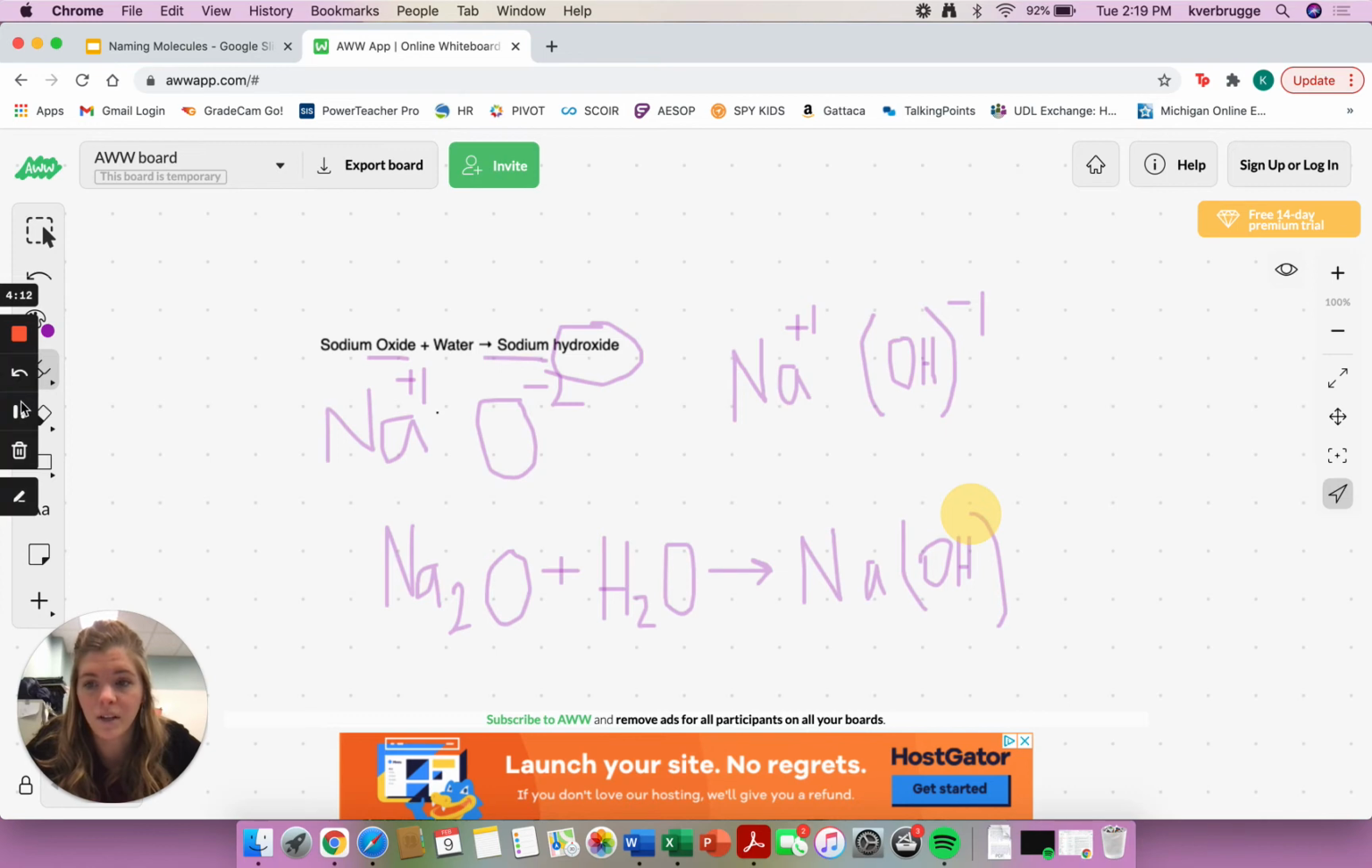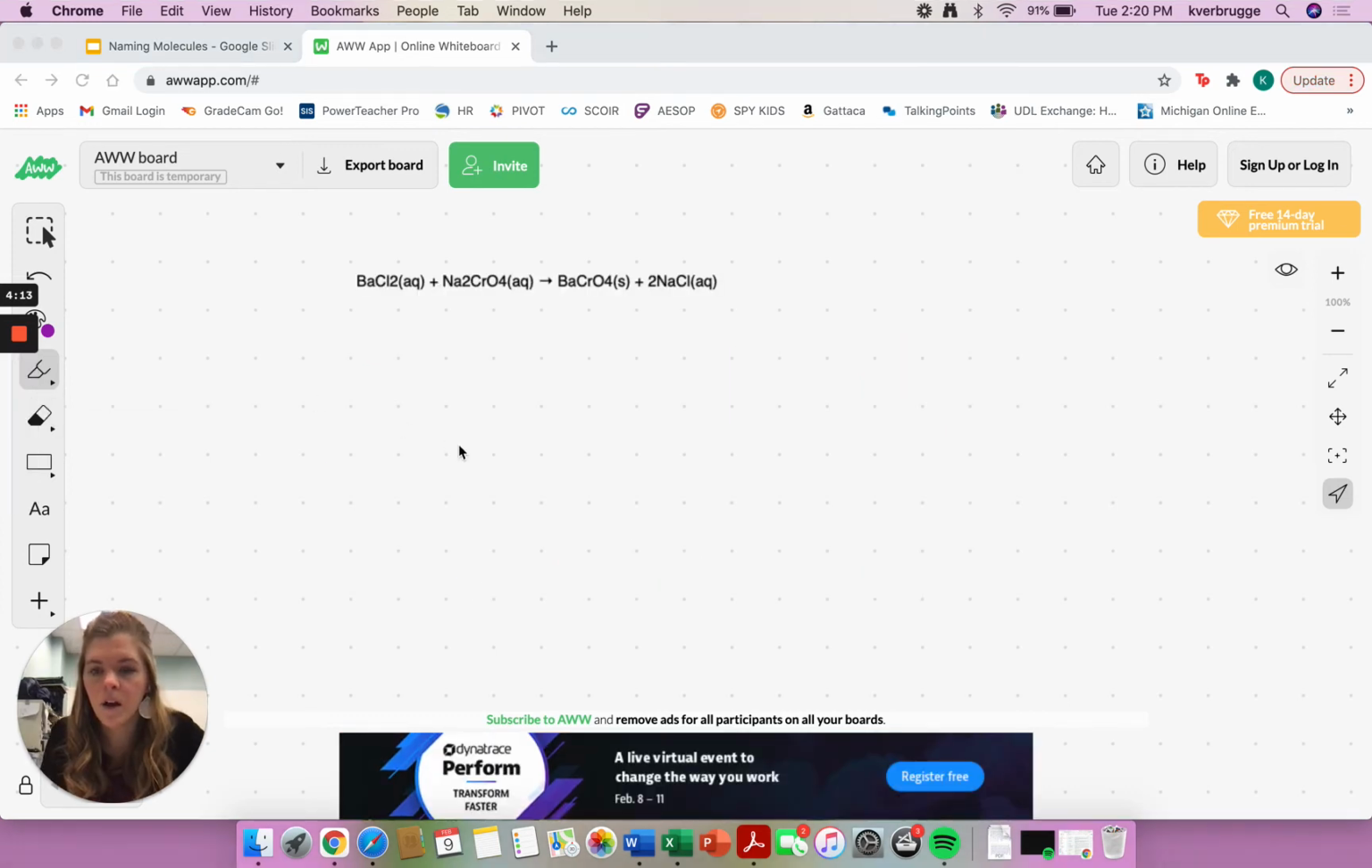Let's try out another. Alrighty, so here we have the opposite. We're starting with a formula and we're going to write out the names of all the compounds. So we have BaCl2 with a little (aq) in parentheses, plus Na2CrO4 (aq), yields BaCrO4(s) plus 2NaCl (aq). So let's first see what these little things mean.